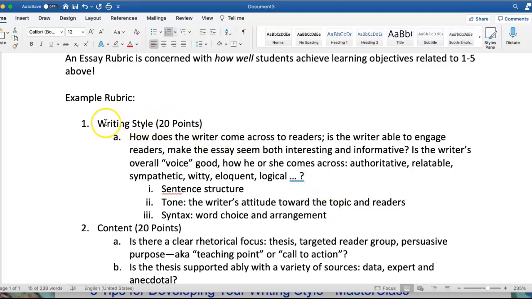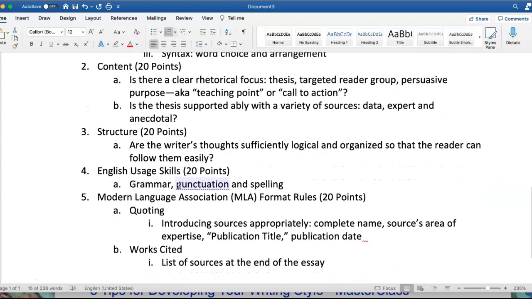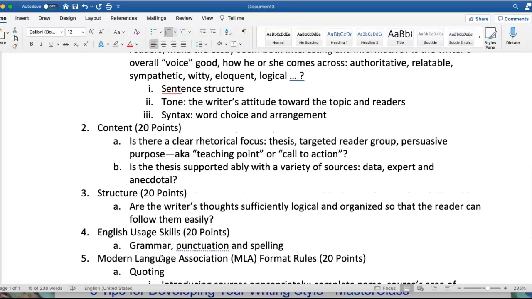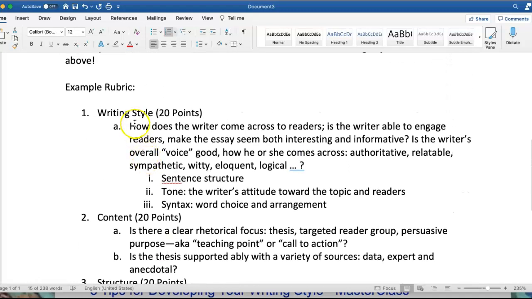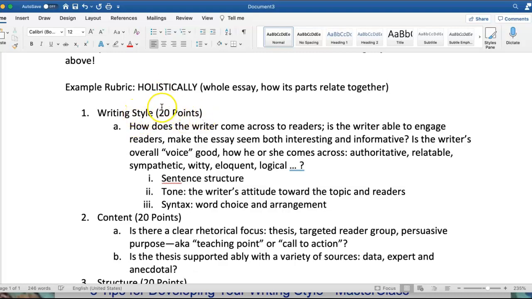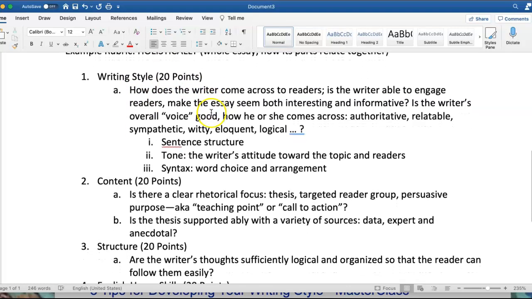So all of these aspects of voice, of writing style here, if you weigh it at 20 points, it's because you think it's important. And I think that would be smart to decide that you're going to put 20 points by each of the categories of an essay. And you're looking at the essay holistically, the whole essay, how its parts relate together, if you're weighing these at equal points. Okay, so let's go down.